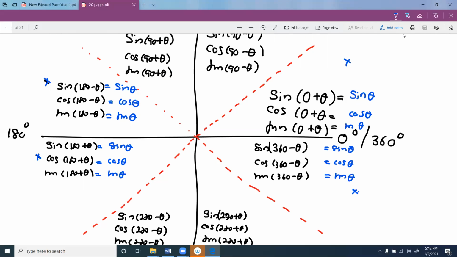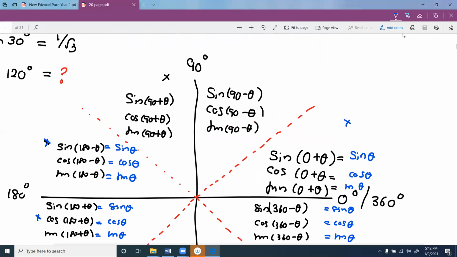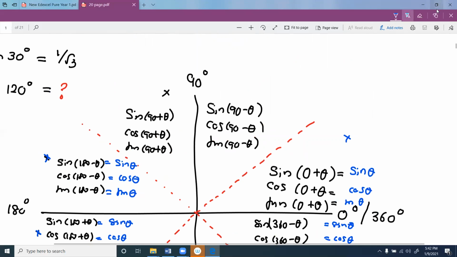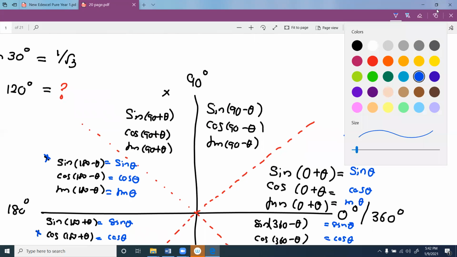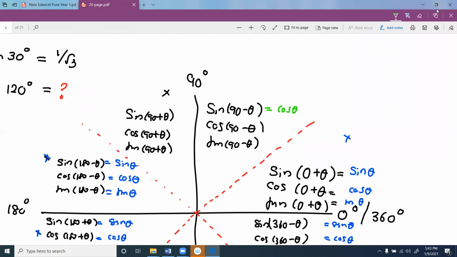Right. Then in the other quadrant, in this quadrant, the sine becomes cos, and the cos becomes sine. I'll use a different color for that. I'll use green, I like green. Okay. So this is turned into cos theta, and cos becomes sine theta. Then tan becomes cot theta. Later on we will learn this cot theta. Cot theta means 1 over tan theta. Cot theta is 1 over tan theta. Right. So that is common for this one: cos theta, sin theta, and this is cot theta.